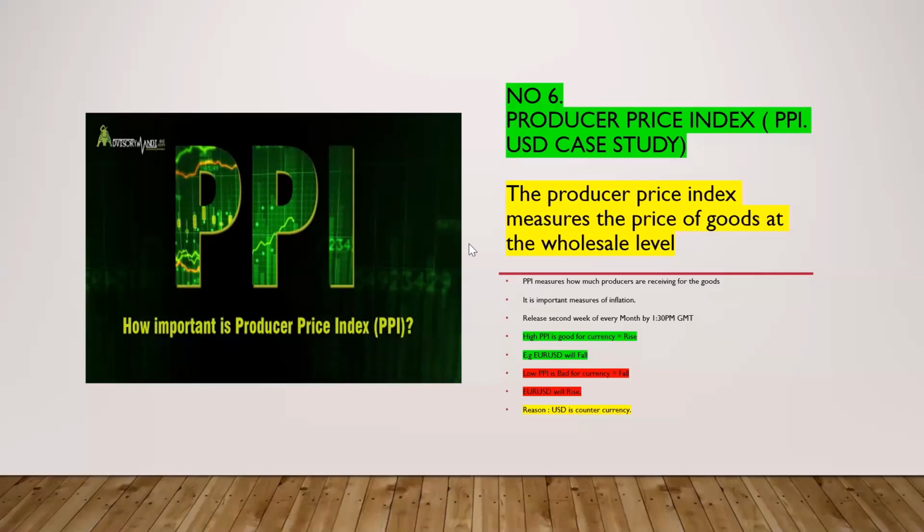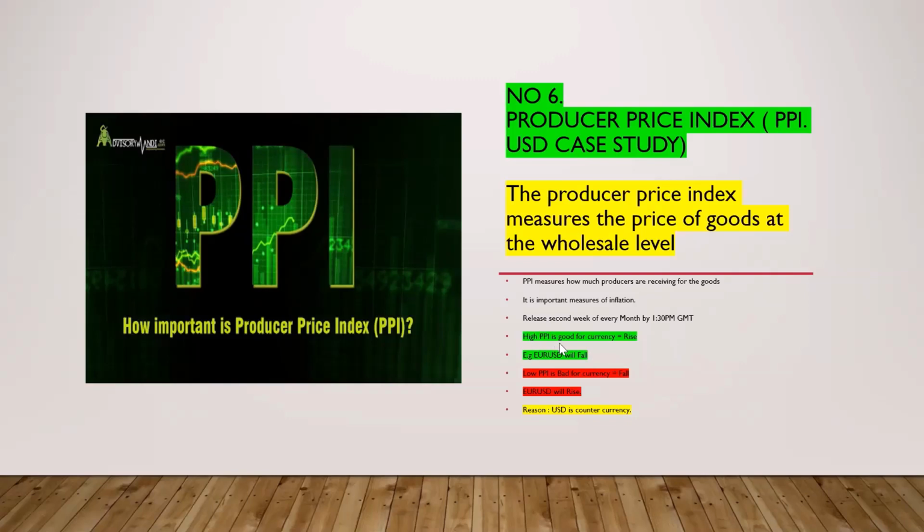Yes. So I was discussing PPI, the Producers Price Index. What is PPI? It is the measure of how much producers are receiving for goods, and it is also an important measure for inflation. It is released every second week of the month, by 1:30 p.m. GMT.